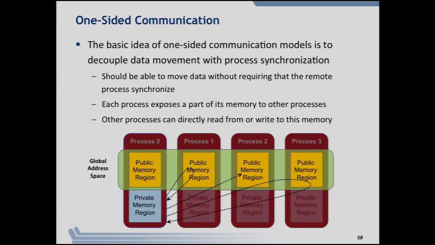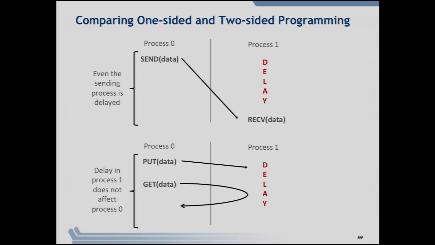There are two major different modes, active and passive. In the active mode, all the processes still need to participate in the synchronization. In the passive, they don't even need to; the only process that needs to participate is the one issuing the calls.